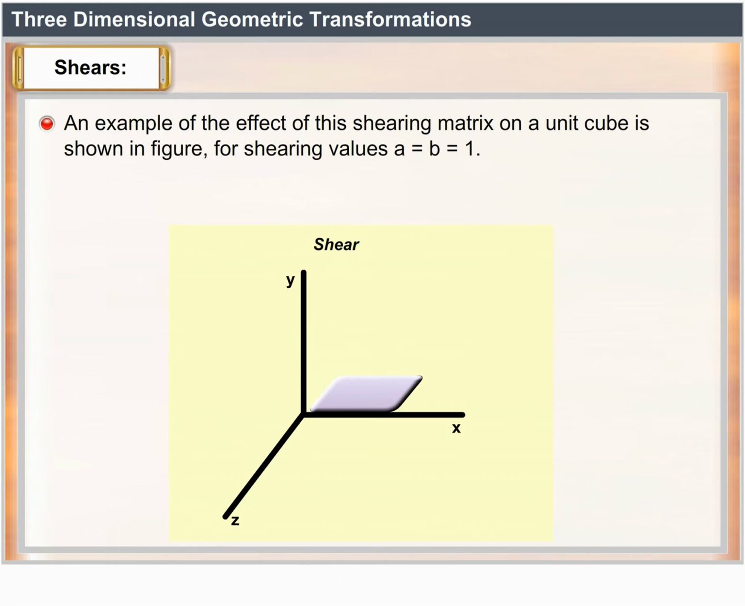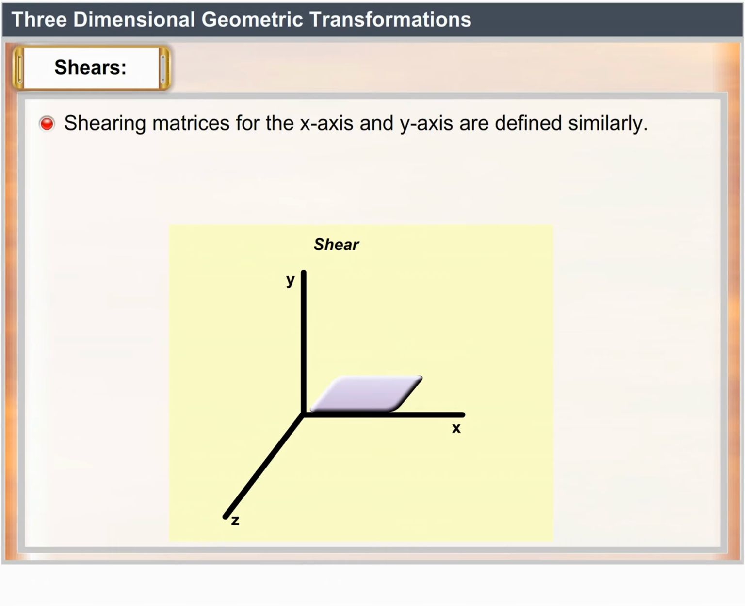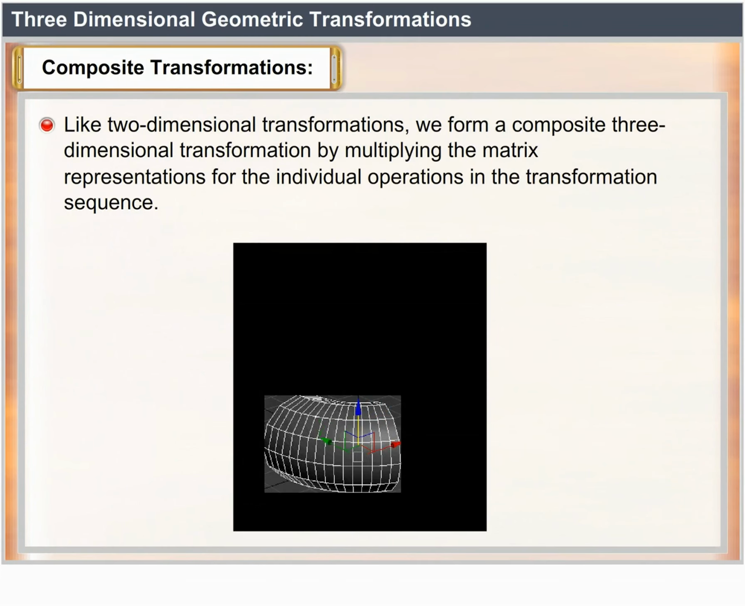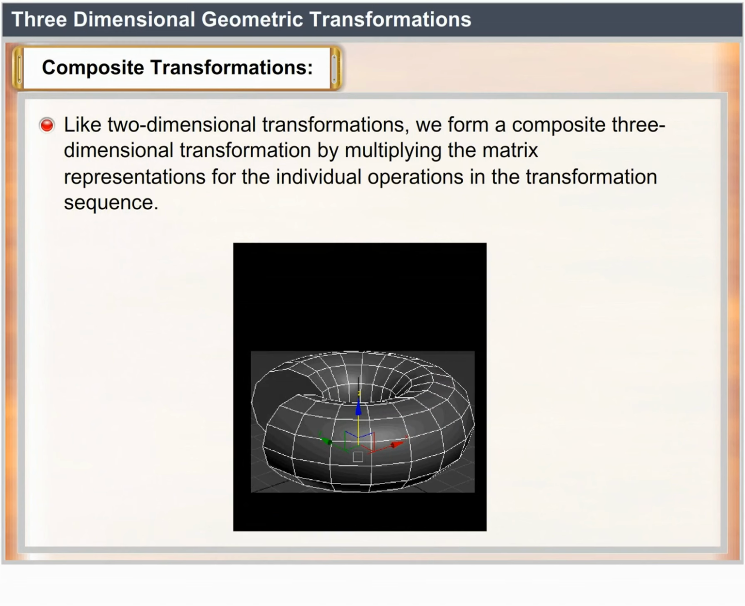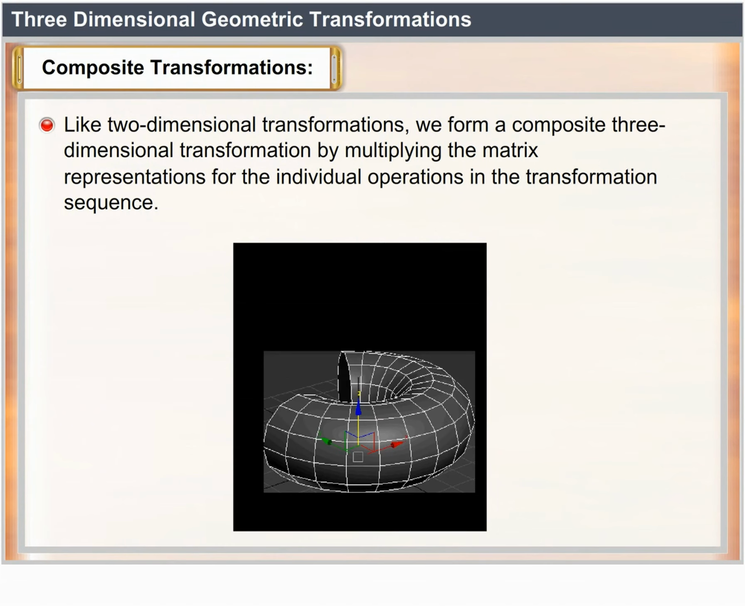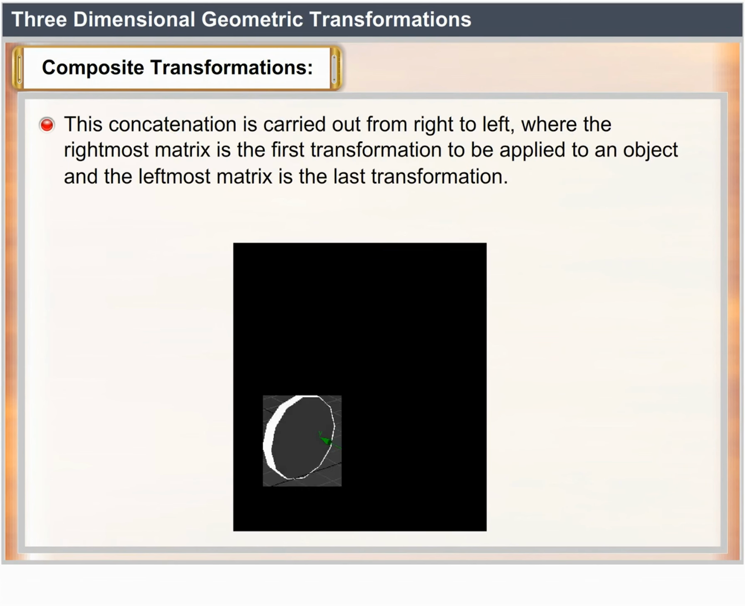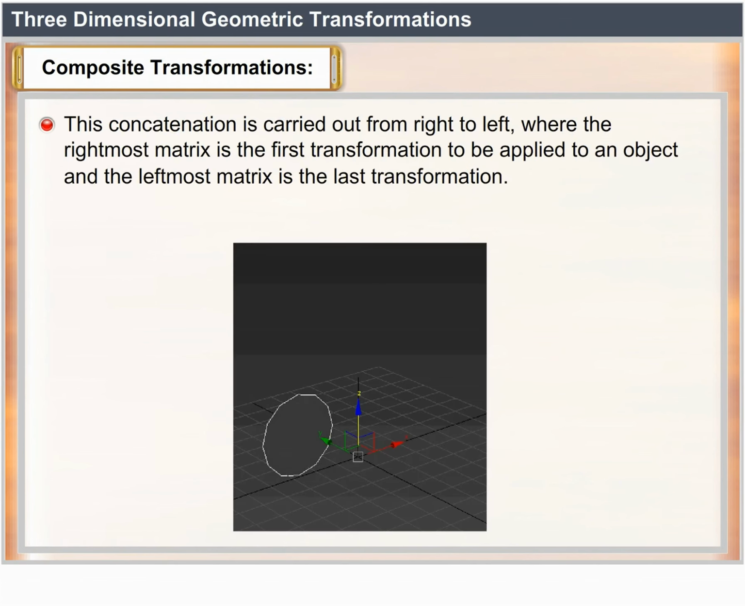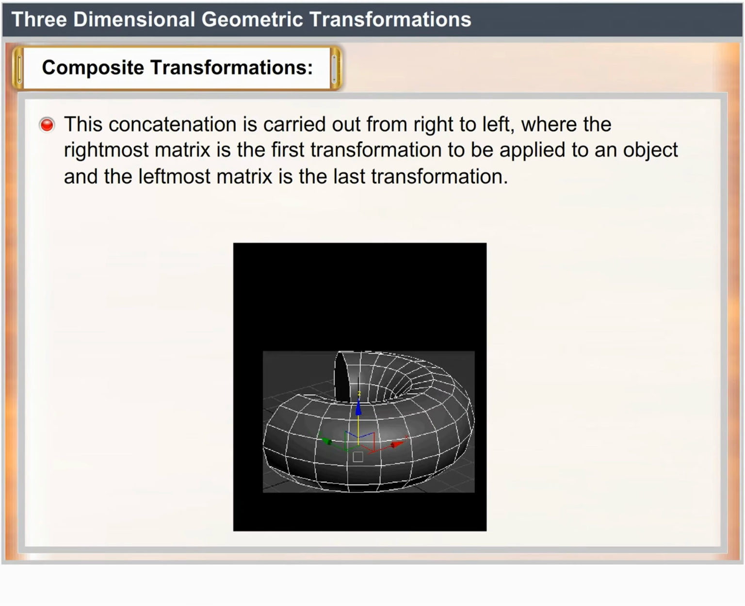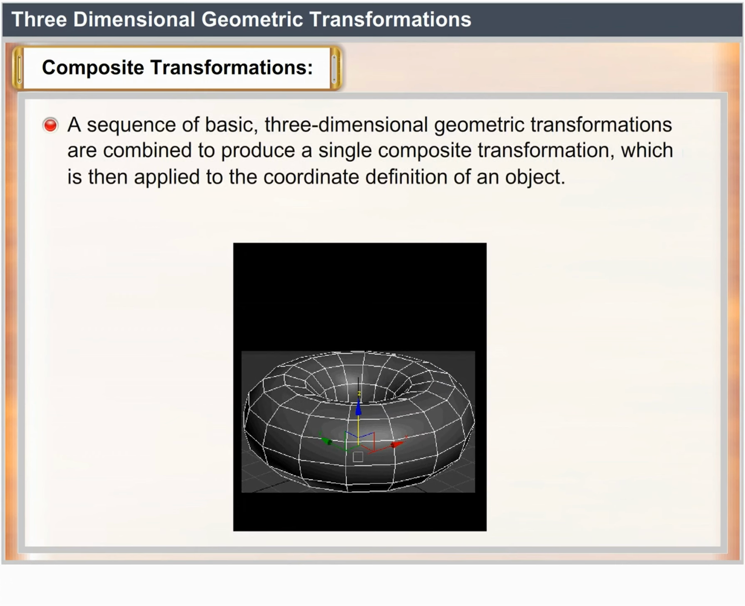Composite transformations. As with two-dimensional transformations, we form a composite three-dimensional transformation by multiplying the matrix representations for the individual operations in the transformation sequence. This concatenation is carried out from right to left, where the rightmost matrix is the first transformation to be applied to an object and the leftmost matrix is the last transformation. A sequence of basic three-dimensional geometric transformations are combined to produce a single composite transformation, which is then applied to the coordinate definition of an object.